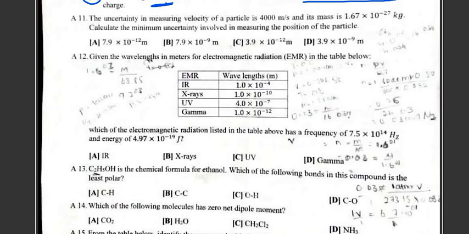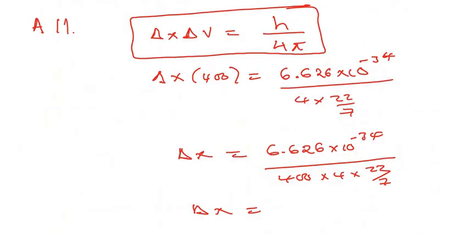Okay, so we are having 6.626 times 10 to the power negative 34 divided by 4,000, the velocity, times 4, then times pi. So here I'm getting still the same, 1.3 times 10 to the power negative 38. From here, they're saying the position, the mass. Okay, so the answer I'm getting here is actually correct. So the answer we got was 1.3 something.